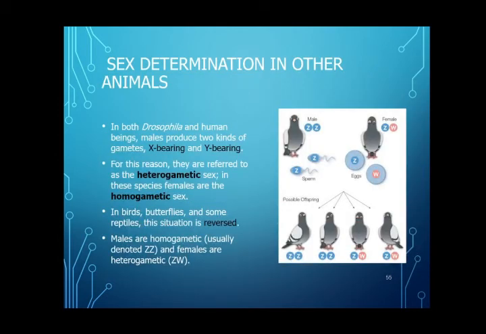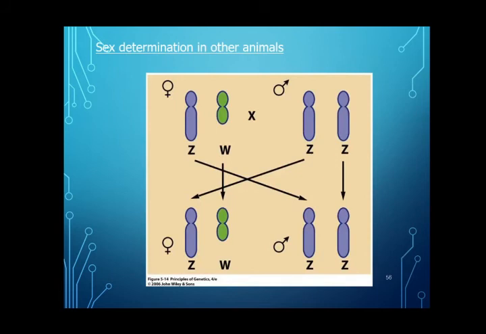In Drosophila and in human beings, males produce 2 gametes, X bearing and Y bearing, so they are called the heterogametic sex. Females are the homogametic sex, meaning that female humans are XX, and Drosophila are XX also. But in birds and butterflies, it is reversed. Males are homogametic, ZZ, but females are heterogametic, ZW. So in birds, the male has ZZ, female has ZW.